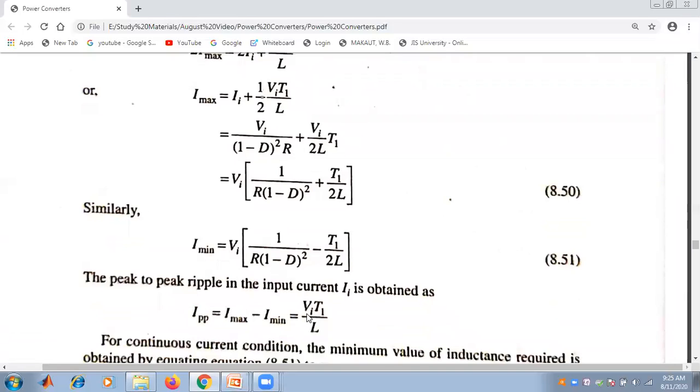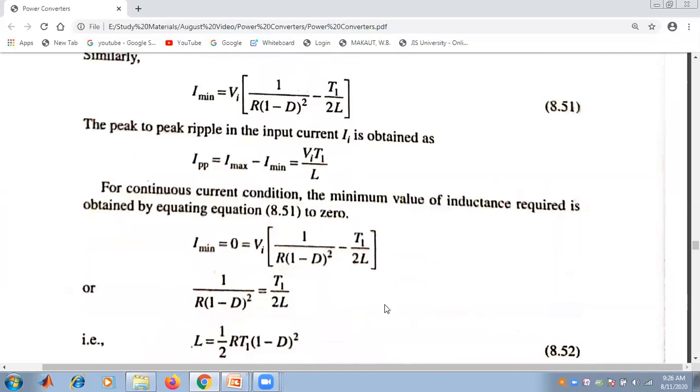So the peak-to-peak ripple in the input current Ii is obtained by the difference between I max and I min, that is Ipp, where pp stands for peak-to-peak ripple, equal to I max minus I min, that is equal to Vi T1 divided by L. That is the peak-to-peak ripple current, the difference between I max and I min, the value of peak-to-peak electrical current.